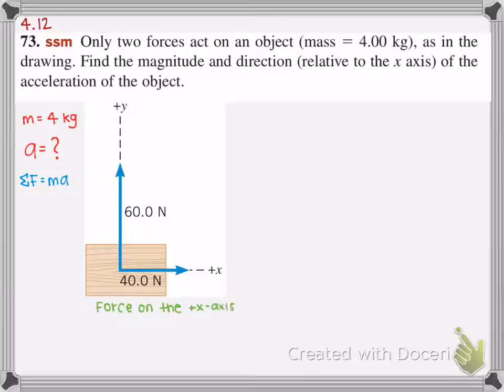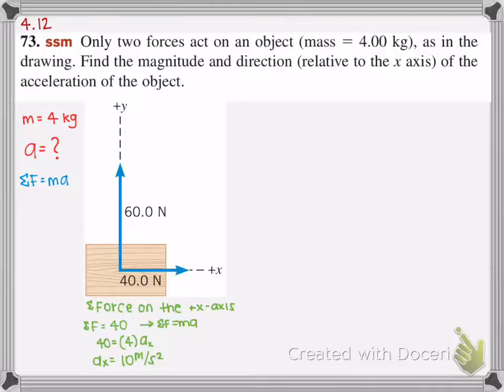First off, we start by finding the force on the x-axis. We know that the net force is 40 newtons, and by using net force equals mass times acceleration, we can find the acceleration of this force. So we solve for the acceleration on the x, and we get 10 meters per second squared is the acceleration on the x-axis.